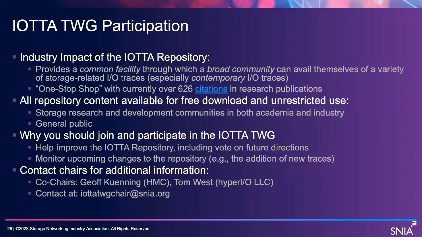All the repository content is available for free download and unrestricted use, not only by academic and industry researchers, but also by the public at large. Why participate in the TWG? You can help us further improve the repository and help set directions regarding repository content, with the results of your work visible on the web to the public at large. You can also monitor upcoming changes to the repository. For instance, you can get a preview of traces that we're going to be adding to the repository.